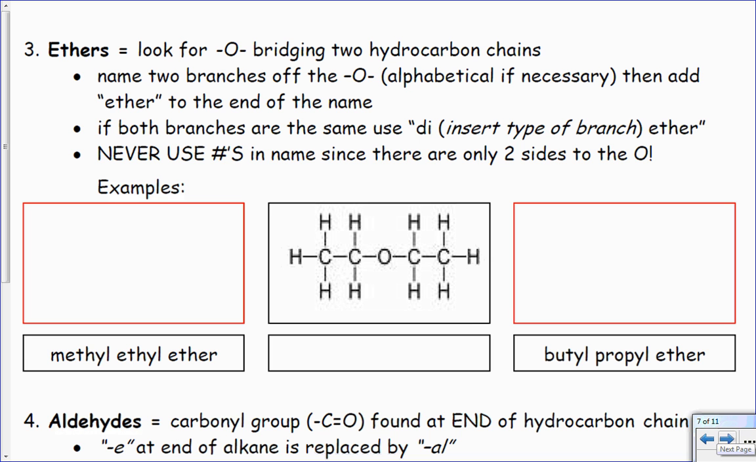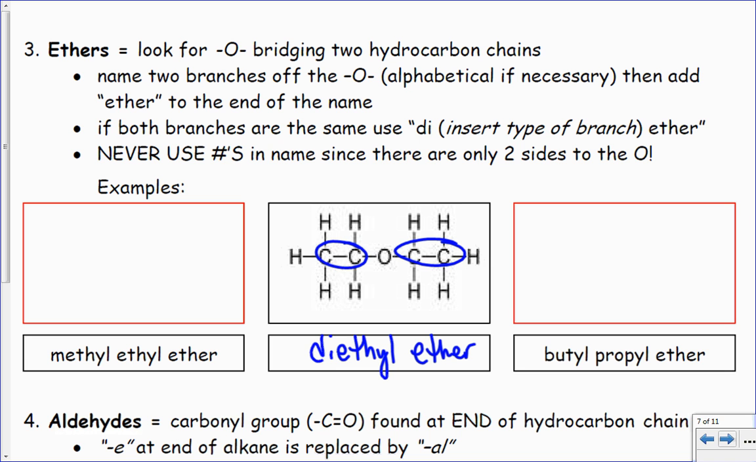All right, 3, ethers. Ethers, I see an O bridging between 2 carbons in my hydrocarbon. So I name the two branches off the O, alphabetical if necessary, and then add ether. So let me show you what that means. So here it says I name the two branches on either side. So two carbons is an eth, and I have a diethyl. So there's two ethyls. This is diethyl ether.